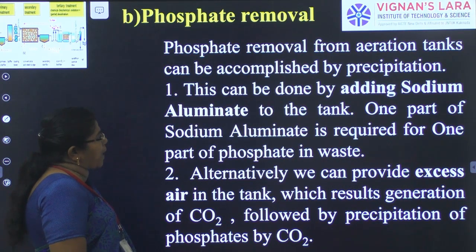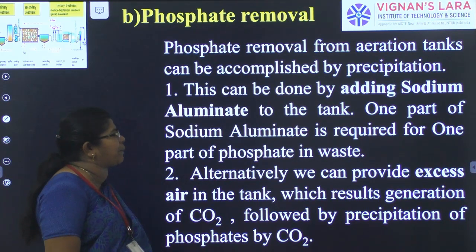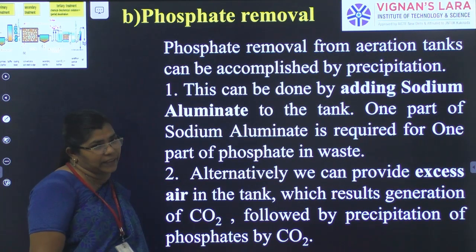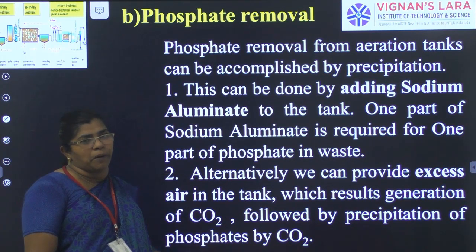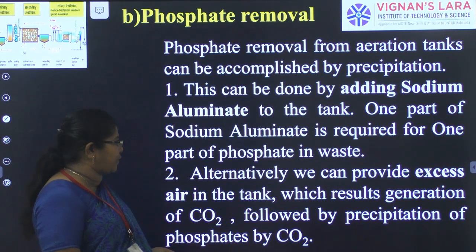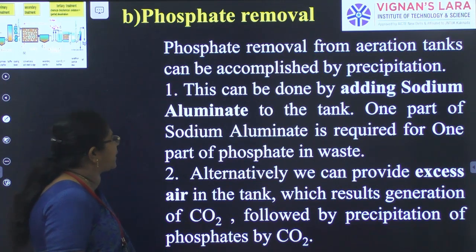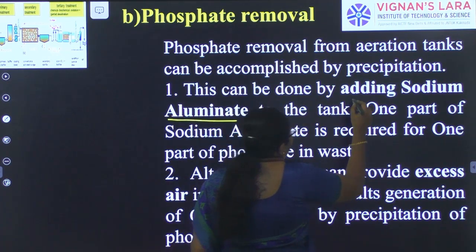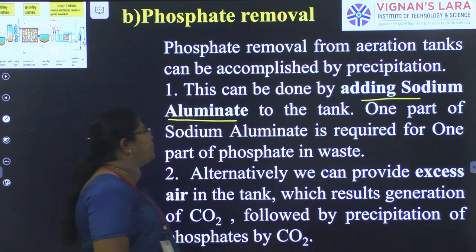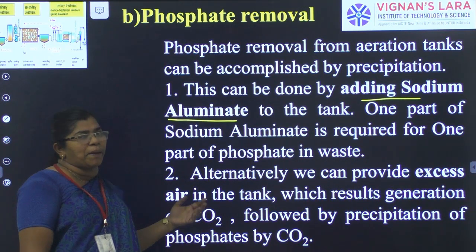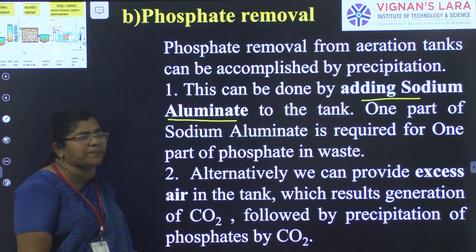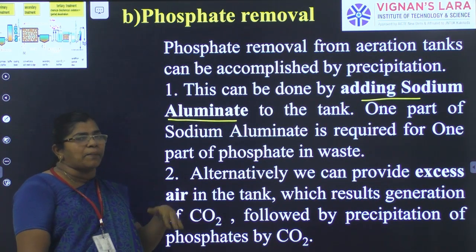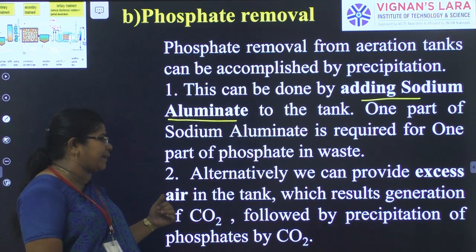Next we go for phosphorus removal. Phosphorus removal from the aeration tank can be accomplished by precipitation. So phosphorus can be easily settled at the bottom. What we will do is add sodium aluminate to the tank. One part of sodium aluminate is required for one part of phosphate. Whatever amount of phosphate is there in the water, the same amount of sodium aluminate will be added.